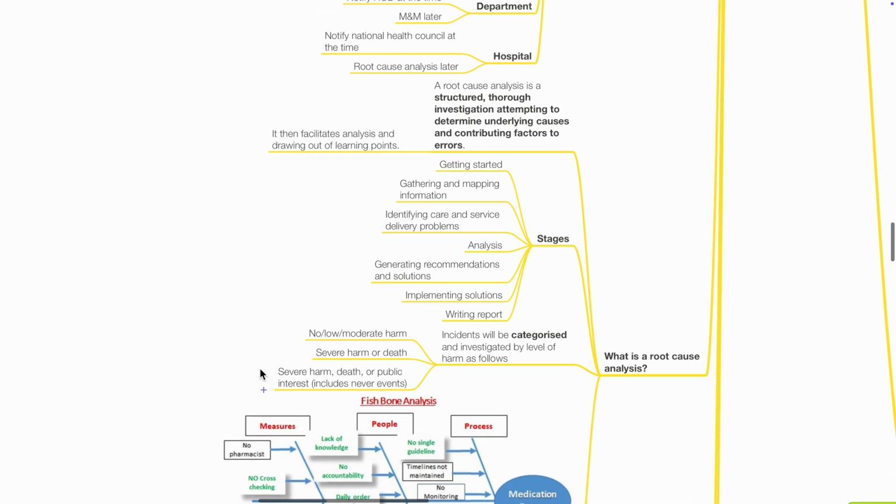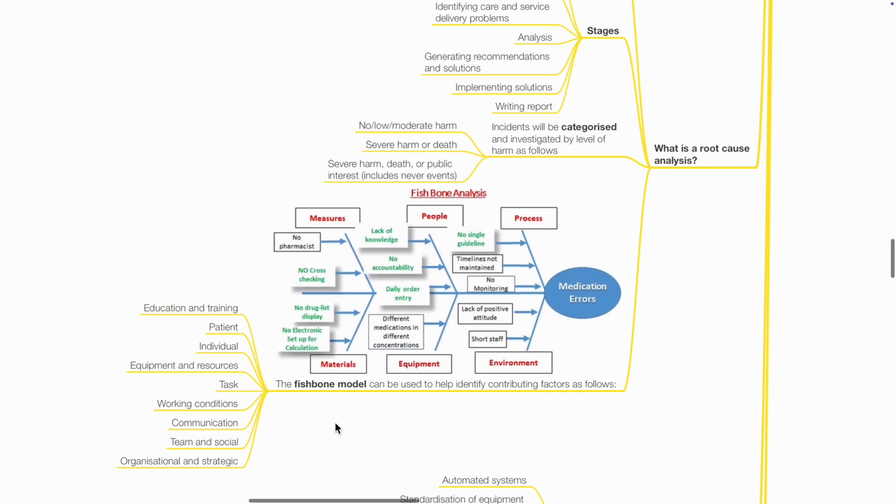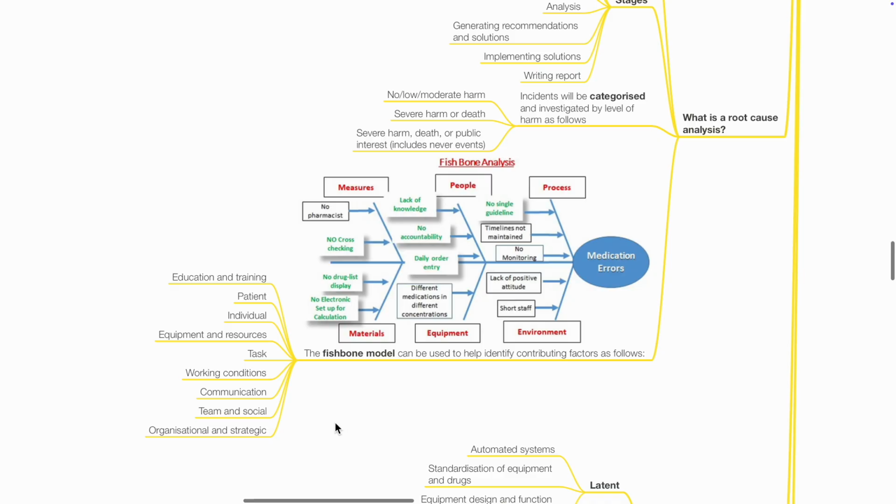Incidents will be categorized and investigated by level of harm, which includes no, low or moderate harm, severe harm or death, or severe harm, death or public interest, which includes never events. A fishbone model can be used to help identify the contributing factors. Components include education and training, patient, individual, equipment and resources, tasks, work conditions, communication, team and social, organizational and strategic.